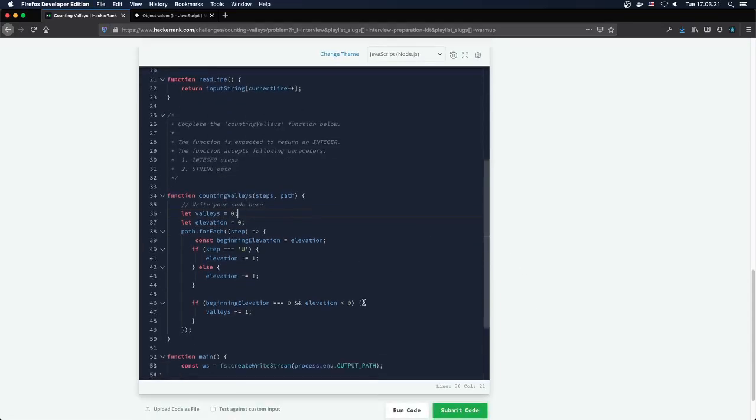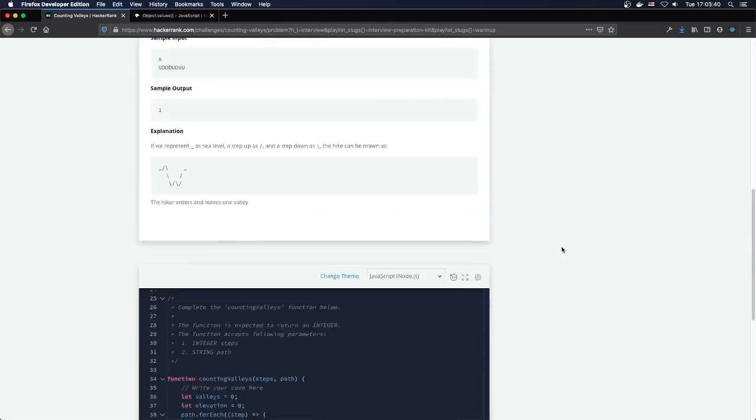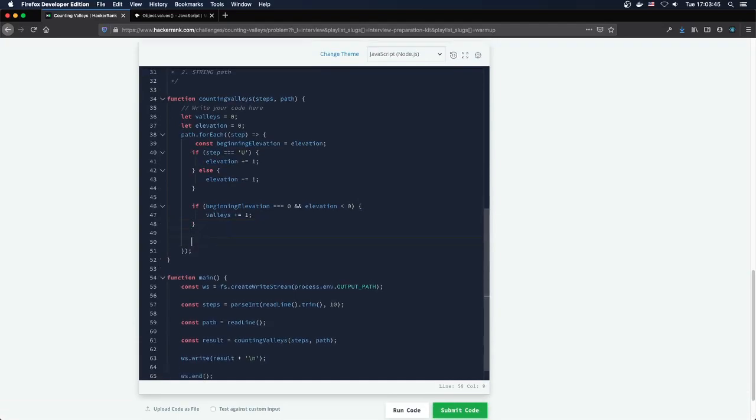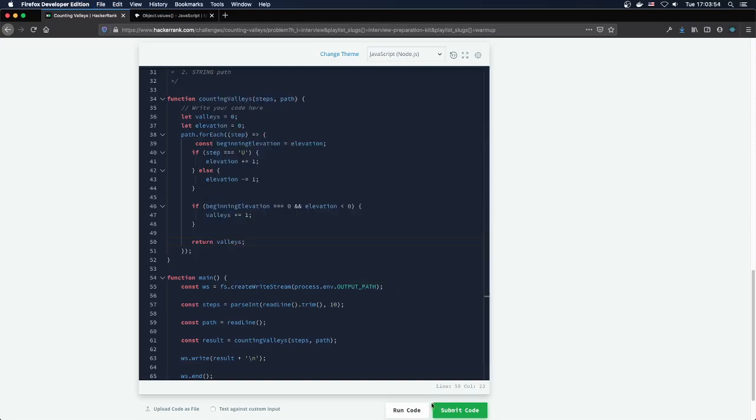I keep trying to save this. Okay, so if the beginning elevation was 0, so if we started at sea level and then we dropped below sea level, that means we're in a valley, and I think we're good with that. Yeah, I think that might actually do it. And then we need to return valleys. I keep trying to save it.